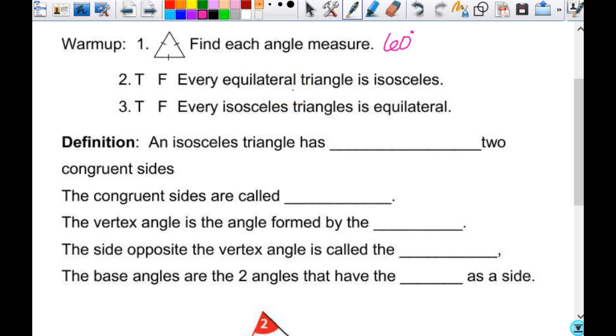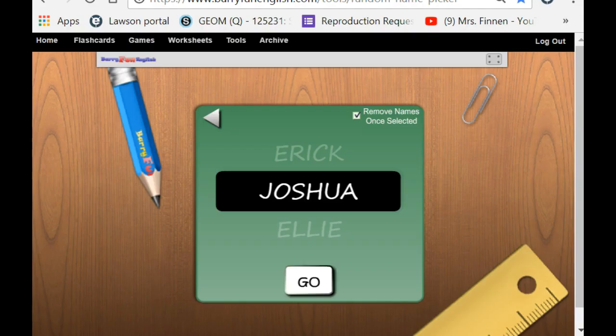No? Okay. Every equilateral triangle isosceles. So in an equilateral triangle, how many congruent sides are there? 3. What's your definition of an isosceles triangle? Okay, so is every equilateral triangle isosceles? Yes, because it says at least. Okay, good. All right.